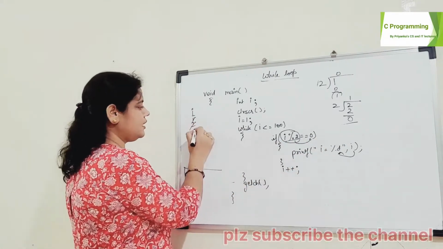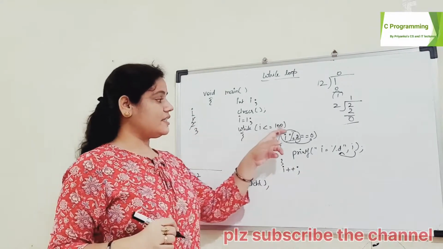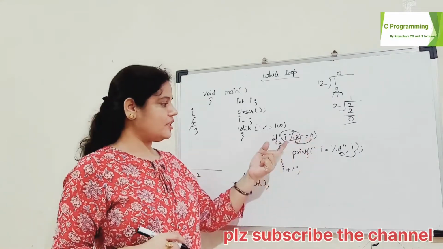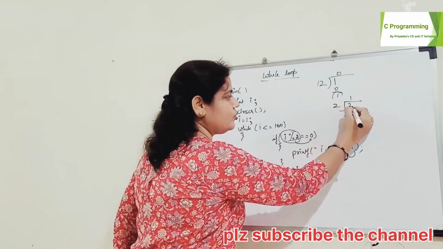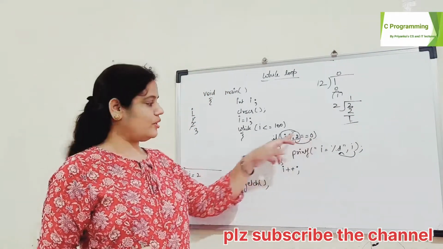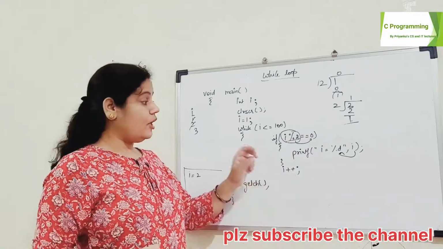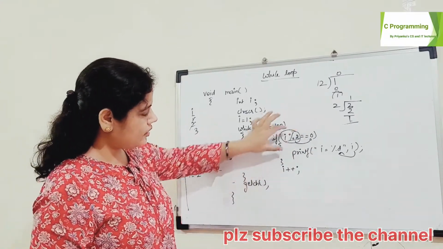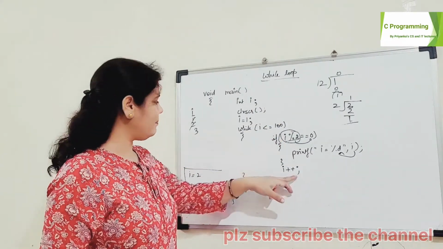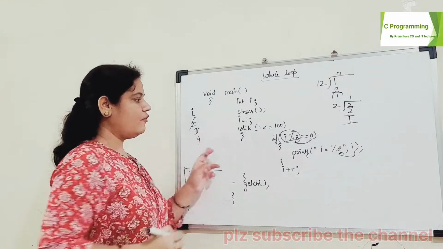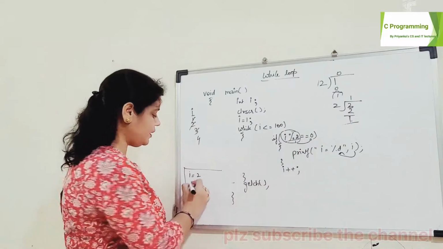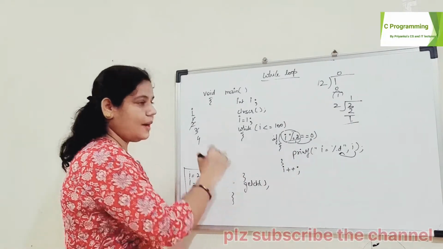I increase the value to 3. 3 is less than or equal to 100. Again true. 3 mod 2 equal to 0? It will become false because the remainder, if I use 3, will be 1. Then 1 is not equal to 0. Then it will come out and increase the value. Look, if the condition is false, then it will come outside the if block, not the while block. This is the I plus plus. Then it will become 4. Now 4 is less than or equal to 100. 4 mod 2 equal to 0. Again true. Then it will print the value, and so on up to 100.